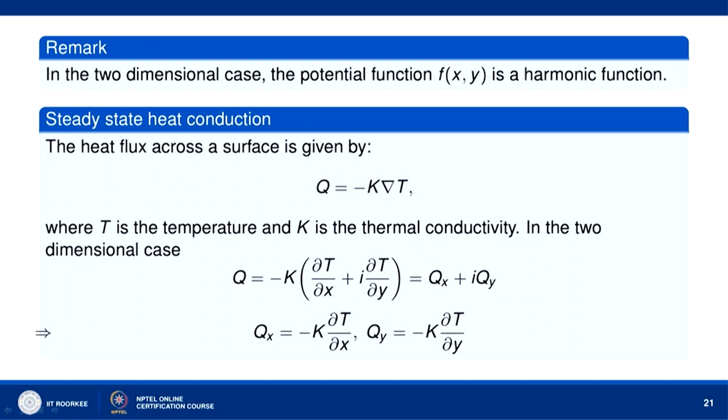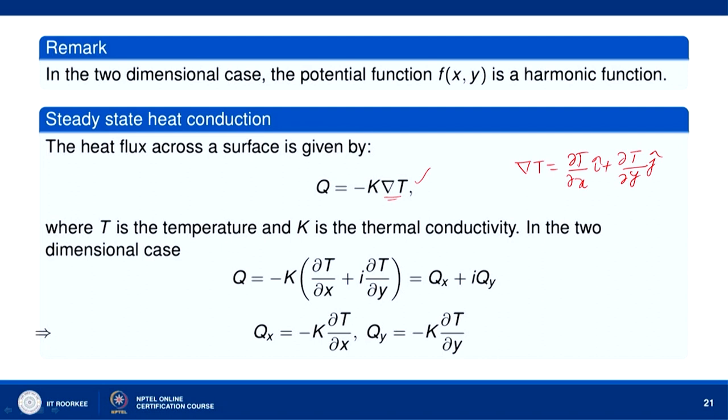Let us consider a steady state heat conduction. The heat flux across a surface is given by q equal to minus k grad T, where T is the temperature and k is the thermal conductivity. In the two dimensional case, grad T will be del T over del x into i plus del T over del y into j.